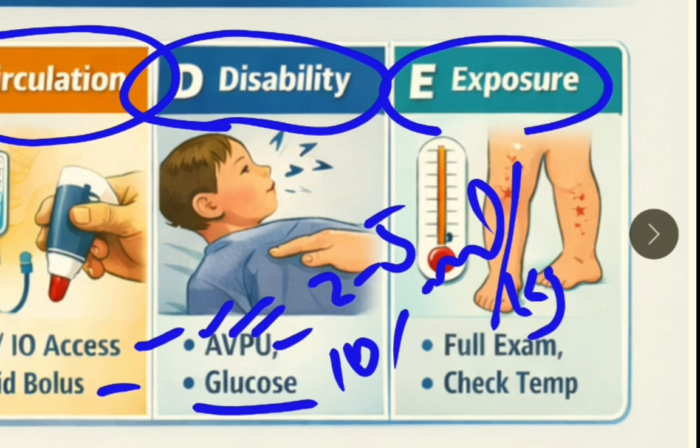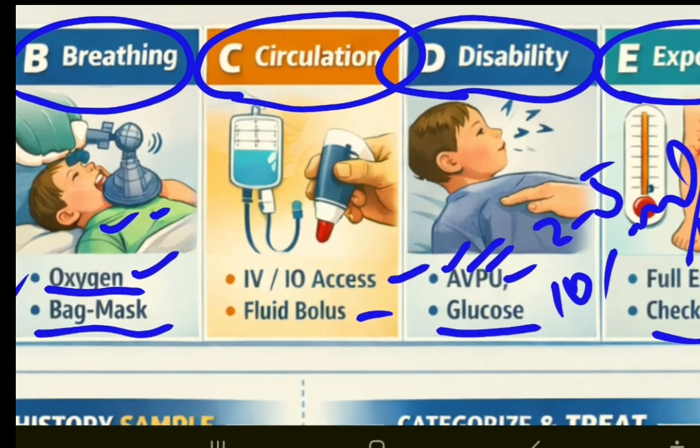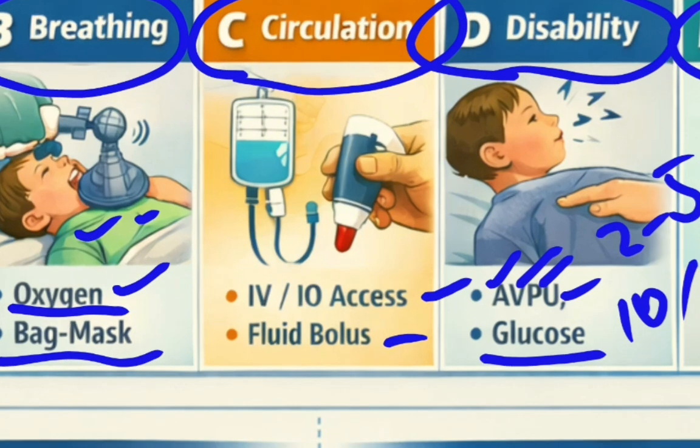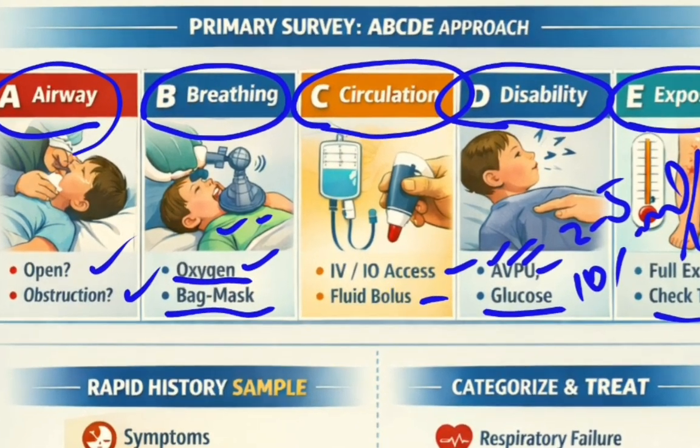E is for exposure. Fully expose the child to look for rash, trauma, bleeding, or dehydration while preventing hypothermia. In the primary survey, we have the ABCDE approach: A for airway, B for breathing, C for circulation, D for disability, E for exposure.